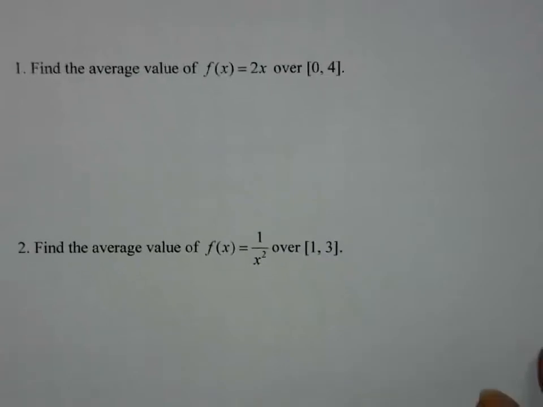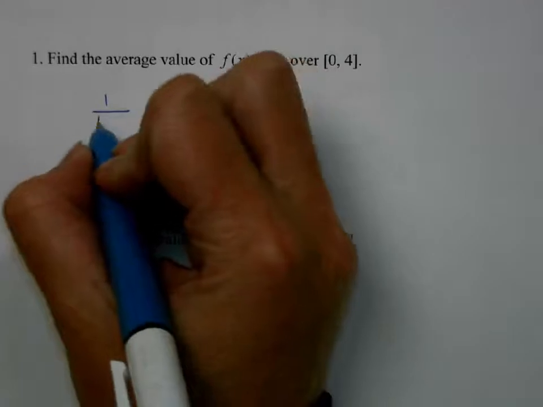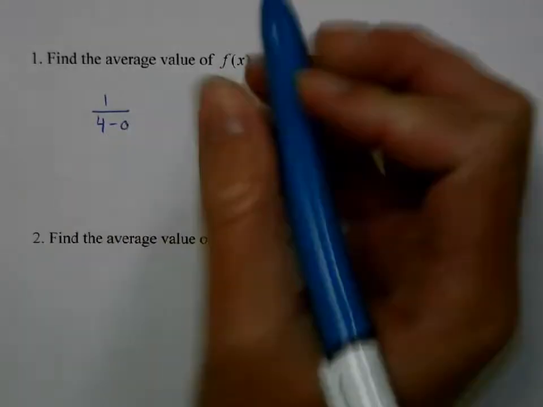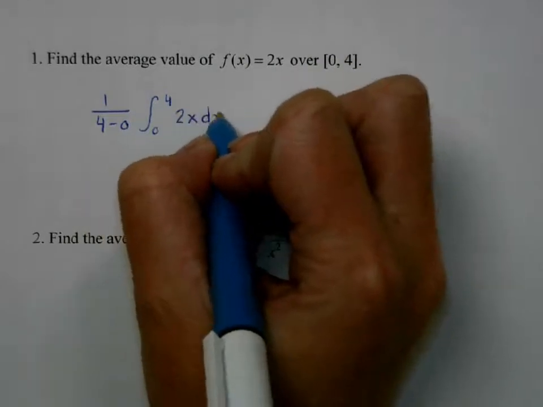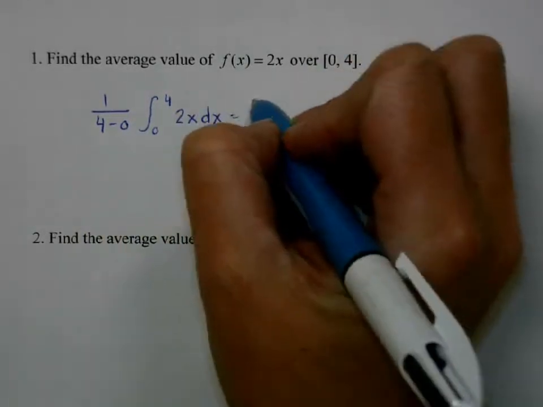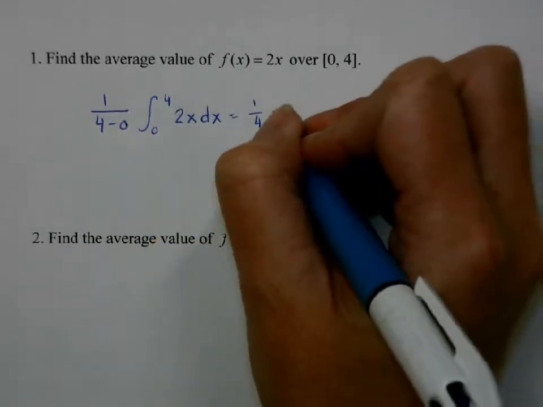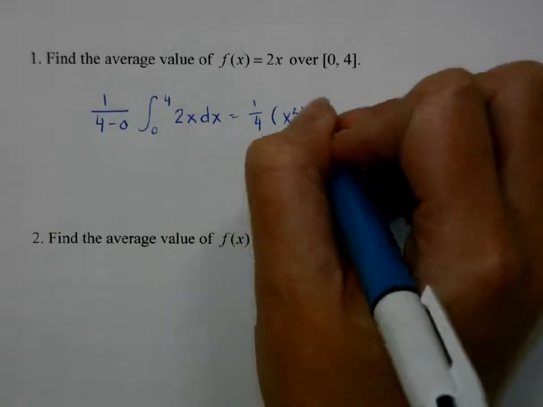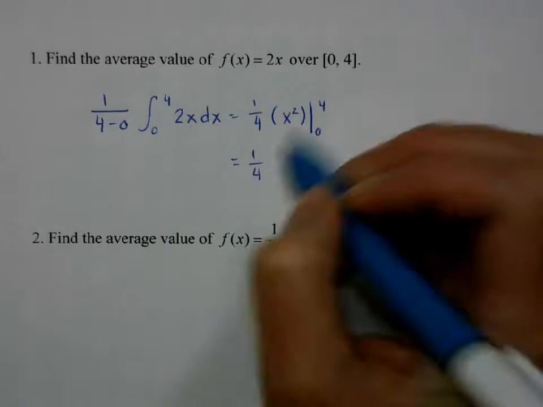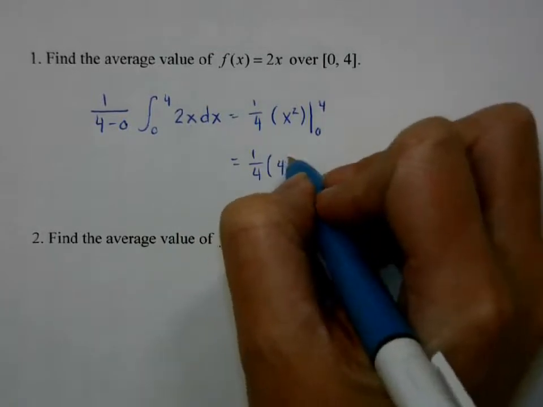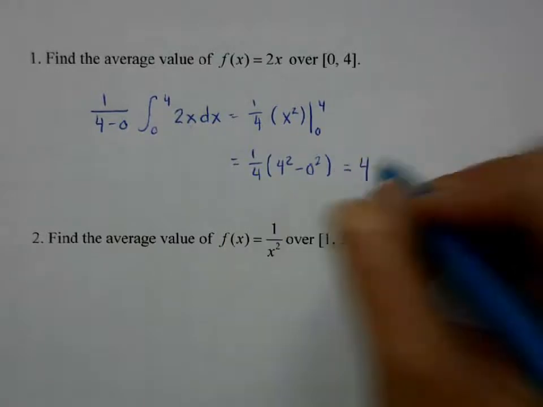Okay, we're going to find the average value of f of x equals 2x over 0 to 4. So according to our formula, that's going to be 1 over 4 minus 0 times the integral from 0 to 4 of 2x. This will be 1/4. The antiderivative of 2x is x squared. And we're going to evaluate that from 0 to 4. So that will be 1/4 times 4 squared minus 0 squared, so 16 divided by 4 is 4.